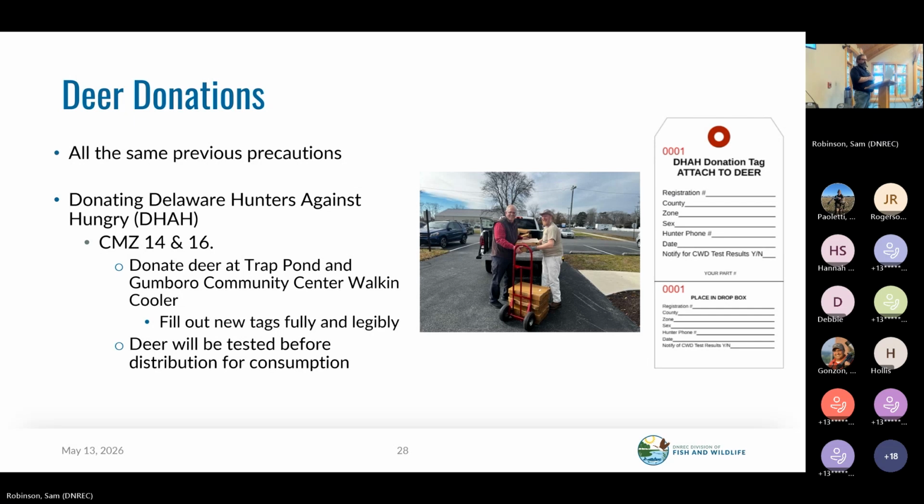We do ask, if no head, we can't ask you to donate. Now you're getting into cutting through the spinal fluid, and we're risking some spread there. So if there's no head, we can't ask you to donate. So please, heads, full body, carcass.